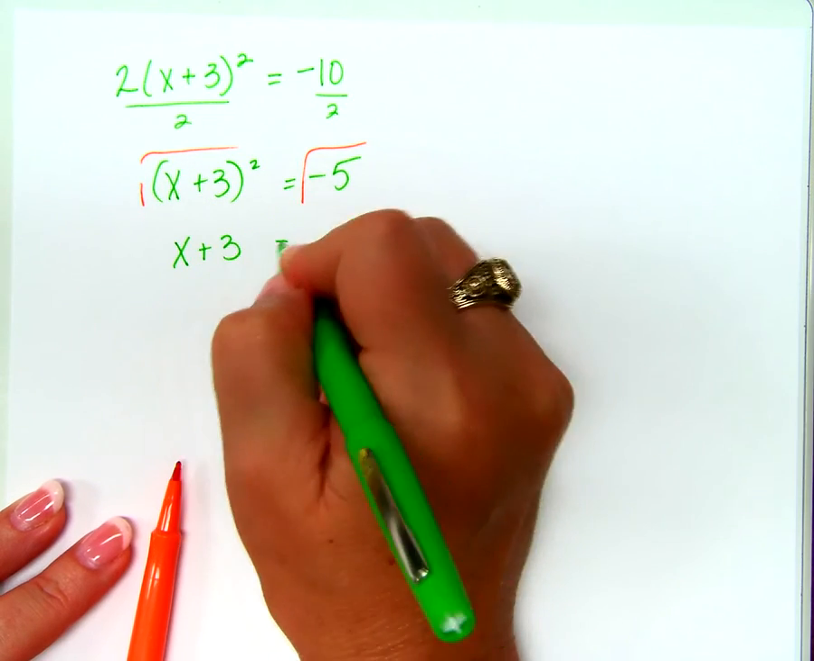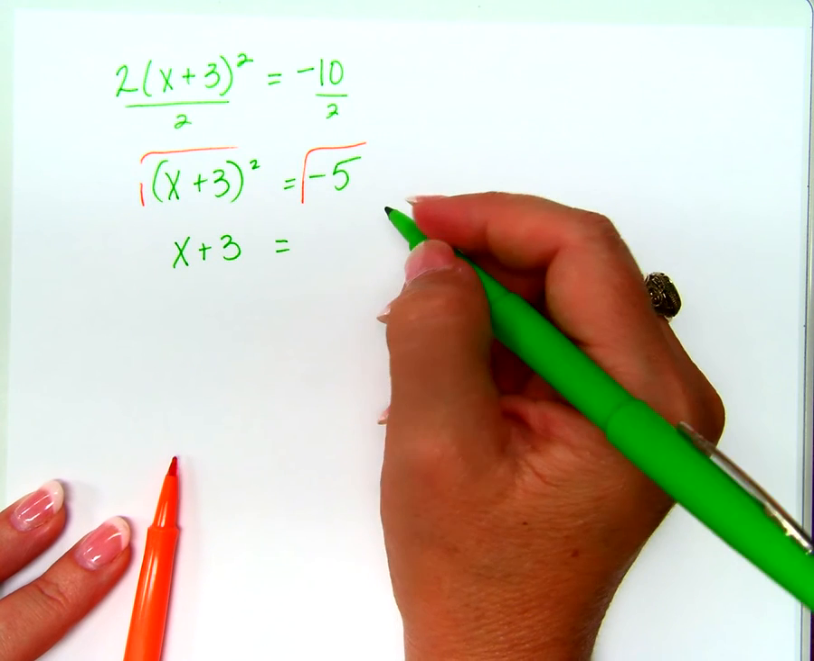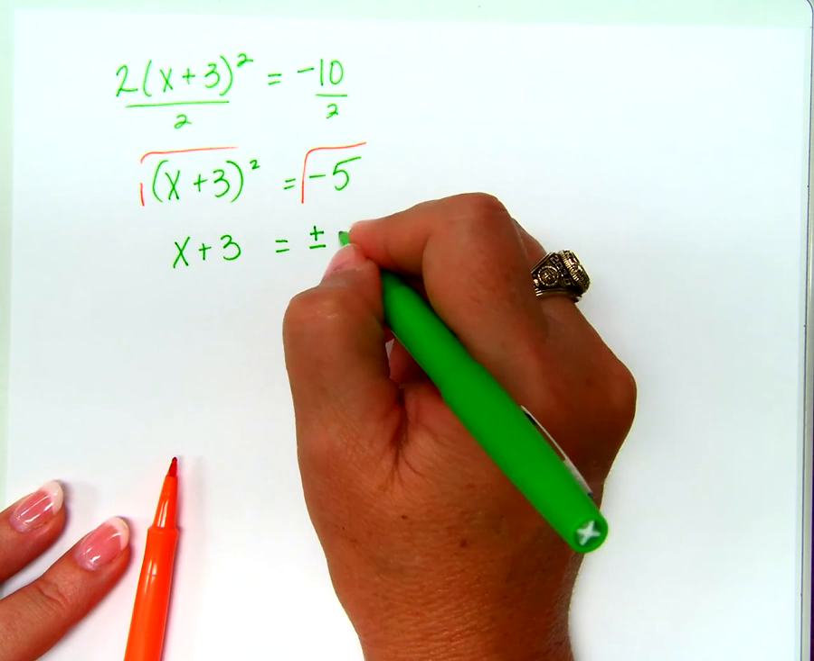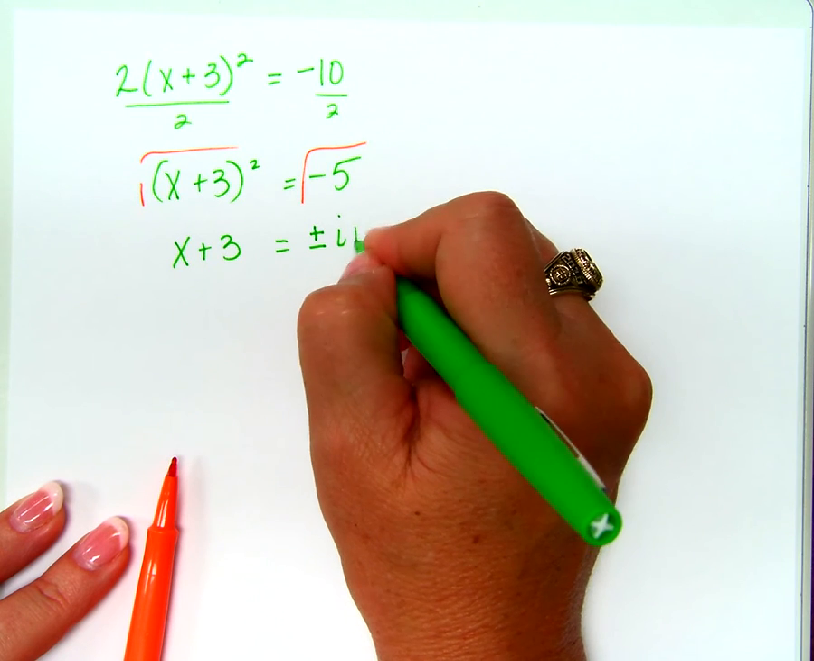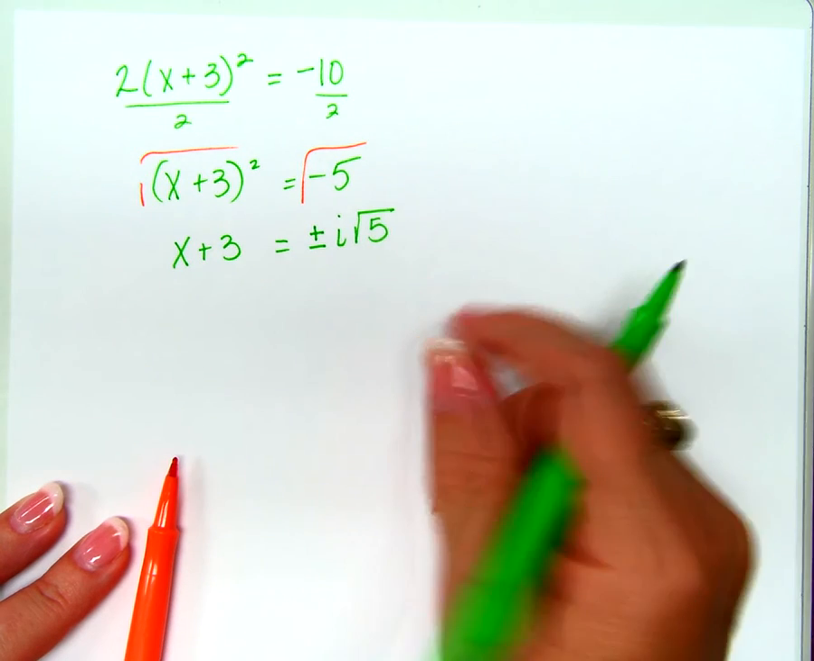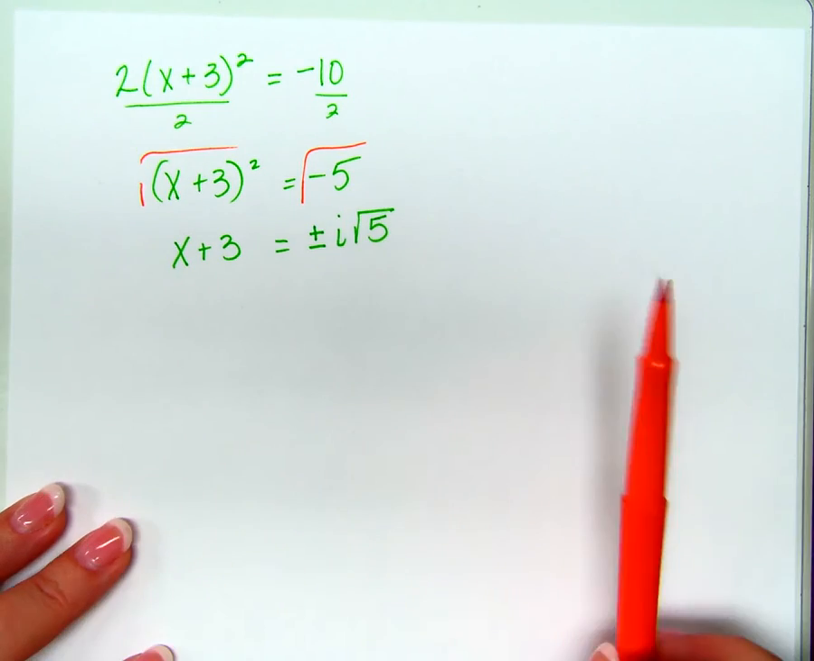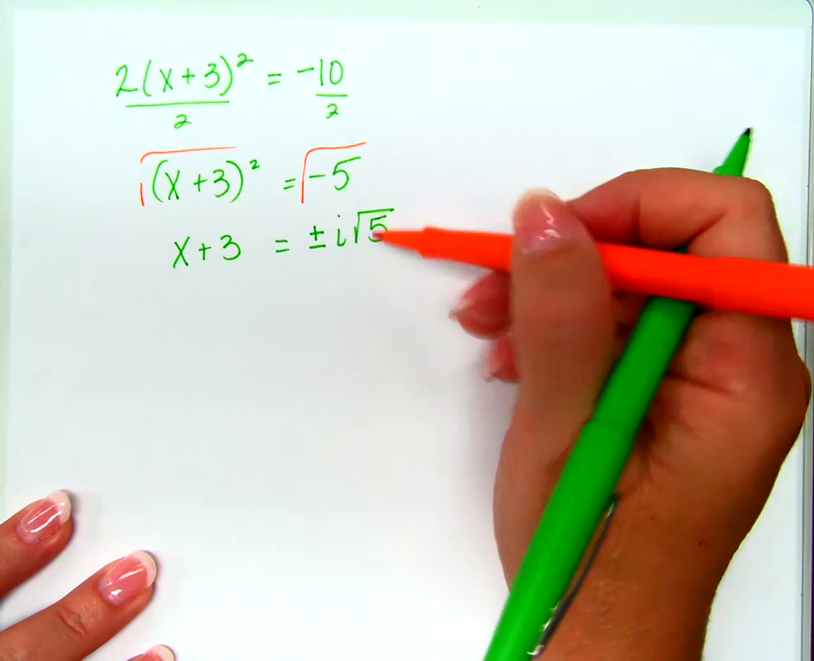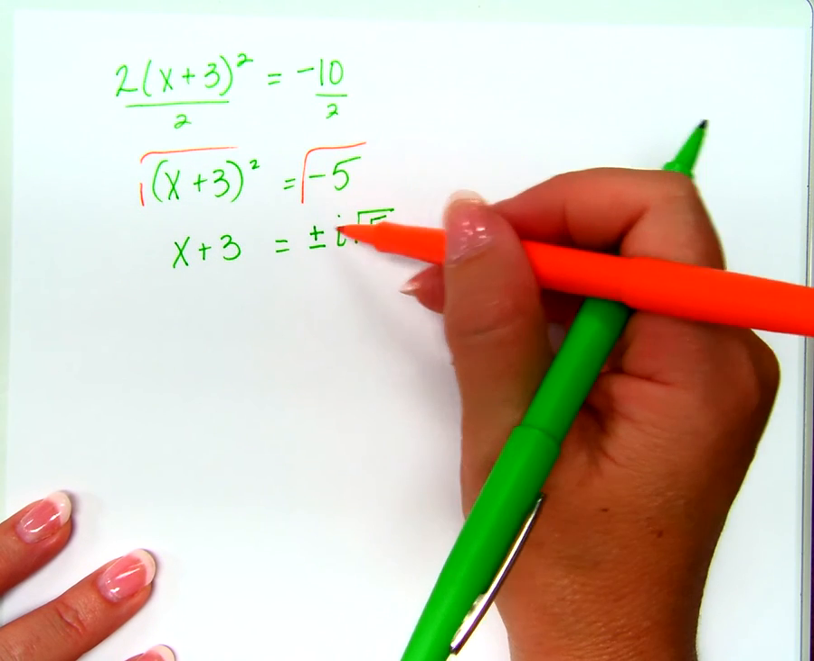x plus 3 equals what? Plus or minus i square root of 5. Do you know the square root of 5? No, I don't either. Okay? But I know the square root of negative 1. That's why I pulled that out in front.